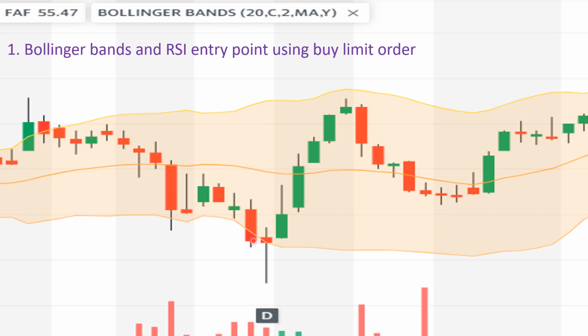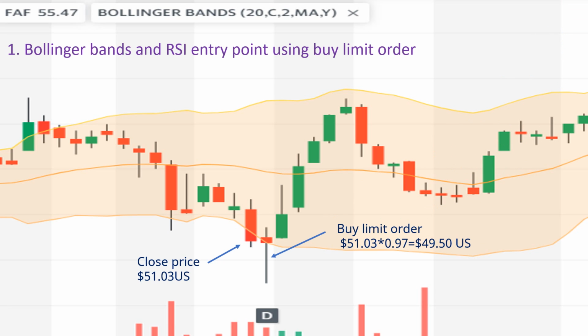We have to record the close price of this bearish candle, which is 51.03, and place a buy limit order at 97% of this price. But we have to do it before the market opens the next day. So our buy limit order is going to be 49.50. It means $1.50 below the close price of this bearish candle.